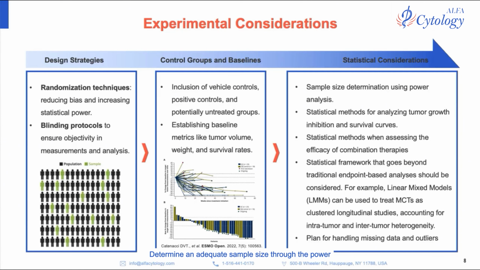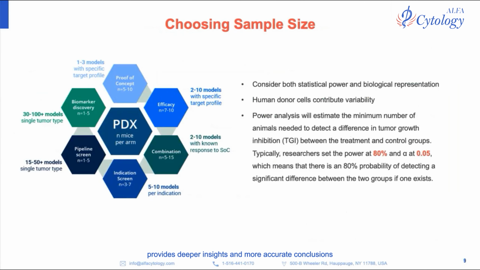Determining an adequate sample size through power analysis ensures our results are statistically sound. We apply specialized statistical methods to examine the tumor growth inhibition and the survival curves. When evaluating combination therapies, our approach goes beyond the traditional analysis by incorporating linear mixed models to handle clustered longitudinal data, addressing both intra-tumor and inter-tumor variability. This advanced framework provides deeper insights and more accurate conclusions.